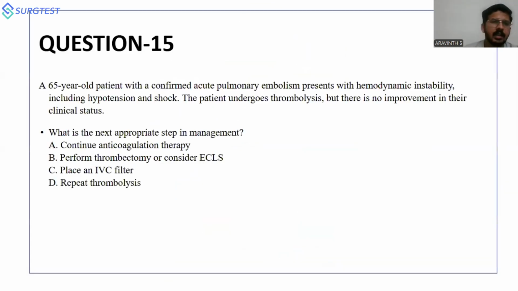All right. So a 65-year-old patient with a confirmed acute pulmonary embolism presents with hemodynamic instability, including hypotension and shock. The patient undergoes thrombolysis, but there is no improvement. I just told you what to do. What is the next appropriate step in management? A. Continue anticoagulation therapy. B. Perform thrombectomy or consider ECLS. C. Place an IVC filter. Or D. Repeat thrombolysis.